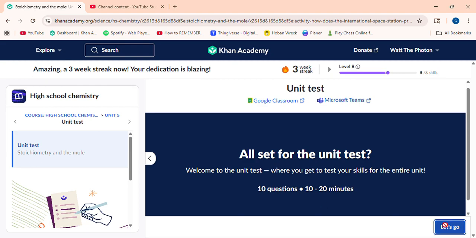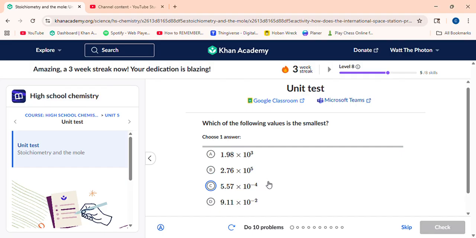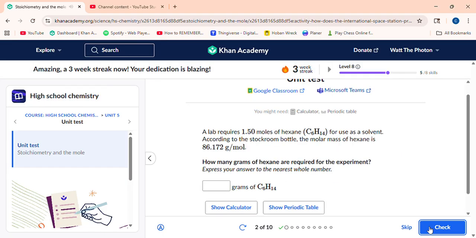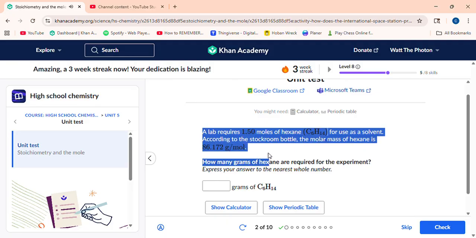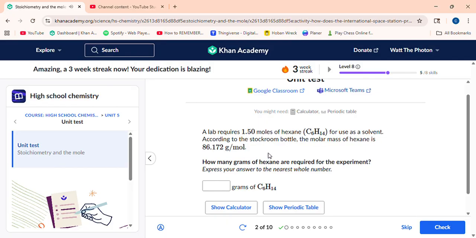Unit 5. The value is the smallest. The lab requires 1.5 moles of hexane as a solvent, according to the stockroom. This is the molar mass. How many grams are required for the experiment?